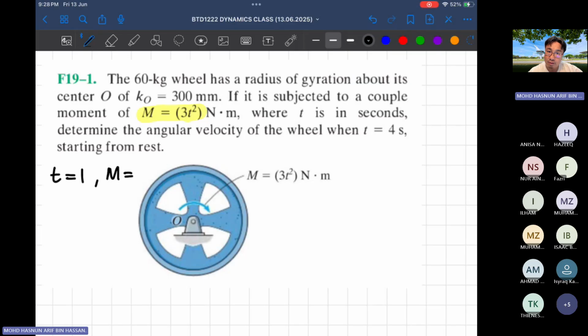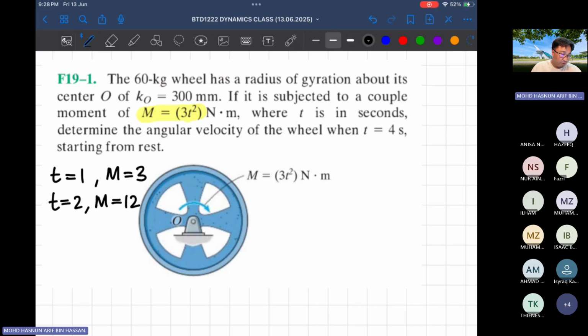You just substitute the value of time equals 1 in the function of moment. So you will get moment equals 3. When time equals 1, moment equals 3. When time equals 2, moment is equal to 3 times 2 squared. 2 squared is 4, 3 times 4 is 12, and so on. So you can see that the moment is changing with the time.